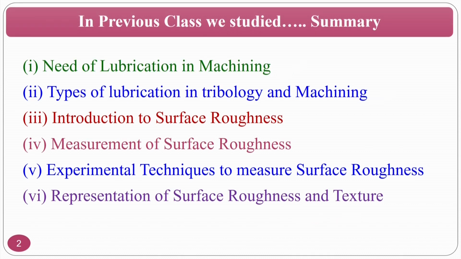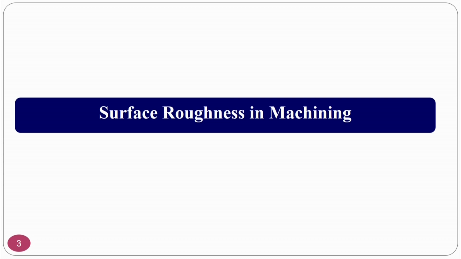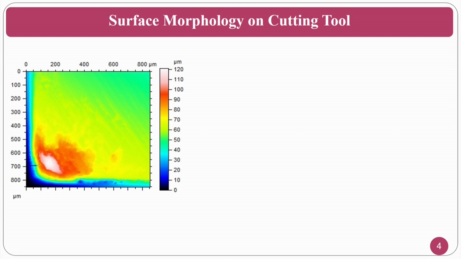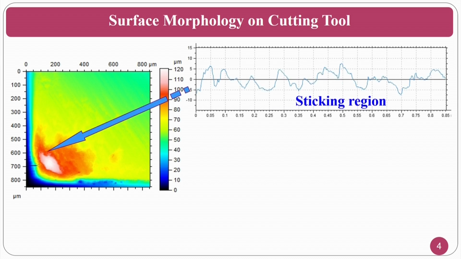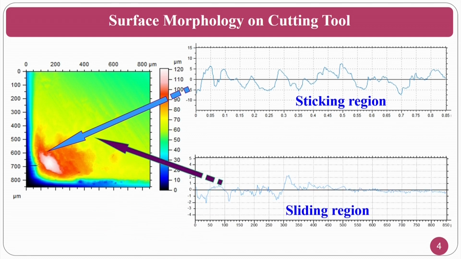So now we will move exclusively into surface roughness in machining, pertaining to this particular course. The surface morphology and the surface roughness. Surface roughness is one parameter of the surface morphology. Morphology will tell you not only the surface roughness, but whether there is any waviness, any profile, and all those things. For example, if you see the surface morphology of the cutting tool, the machined surface, you have already seen this, but now from the angle of surface roughness.